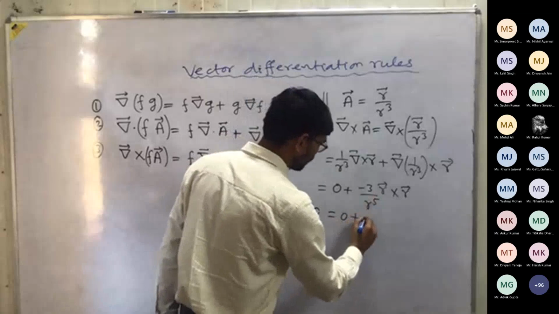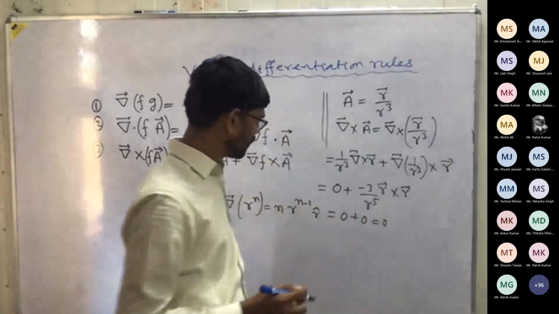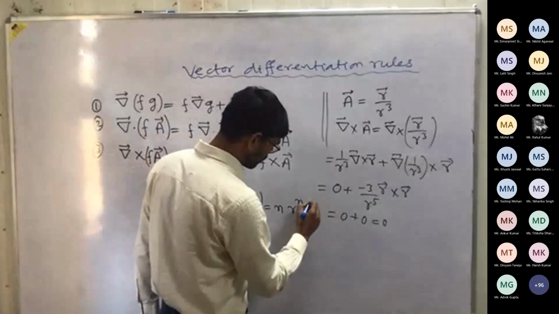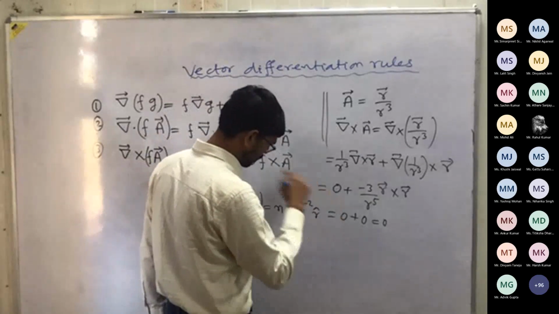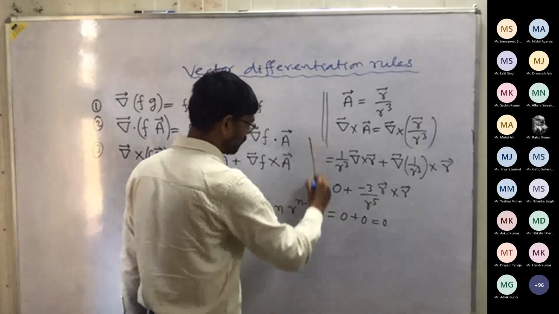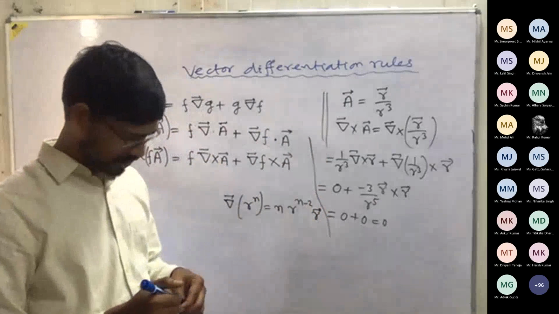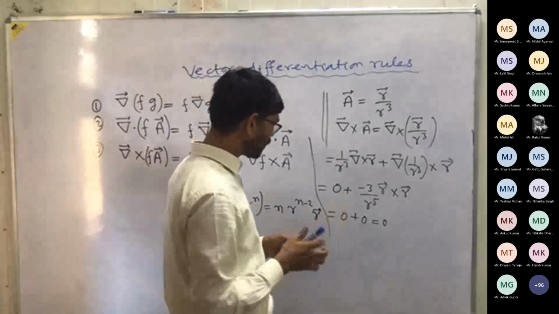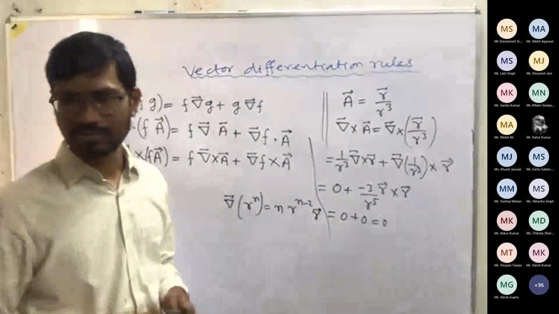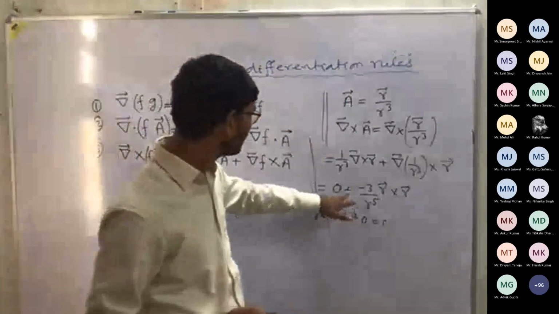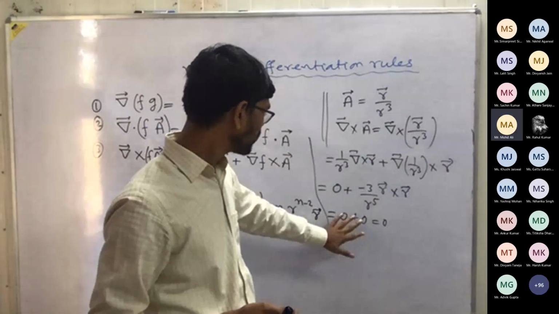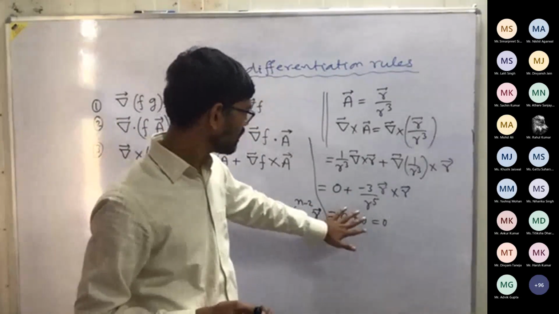Sir, it will be r power n minus 2. But then, sir, r cap will become r vector if it becomes r to n minus 2. Yes, sir, this is a vector, right? Do you agree with this? Okay, very good. So then you got 0? Yes, sir, there is nothing wrong.